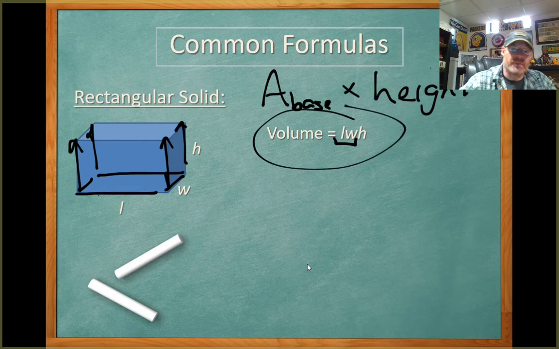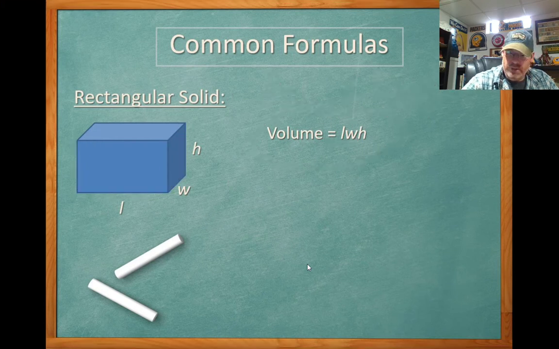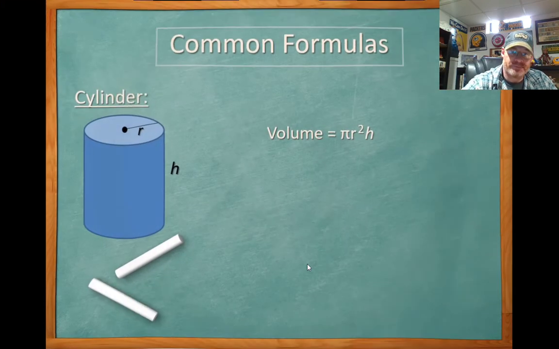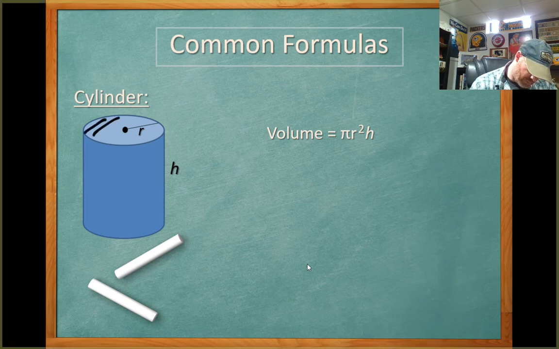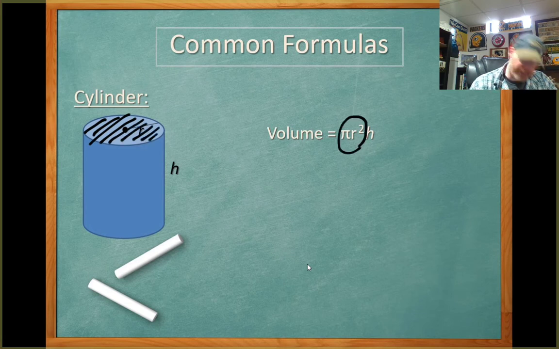Now the reason I brought up the area of the base is because that helps make sense of our next one. The cylinder, area of the base, well, the base is just a circle. Area of a circle, pi r squared. And just multiply it by h.